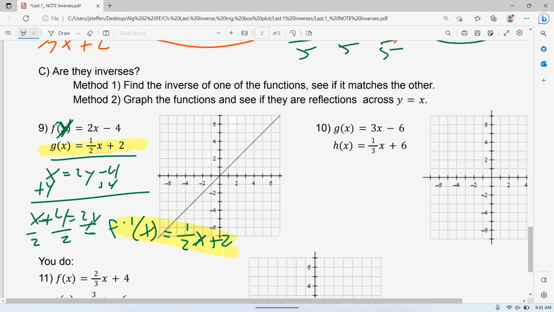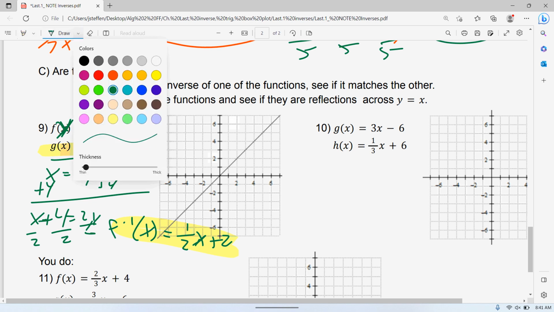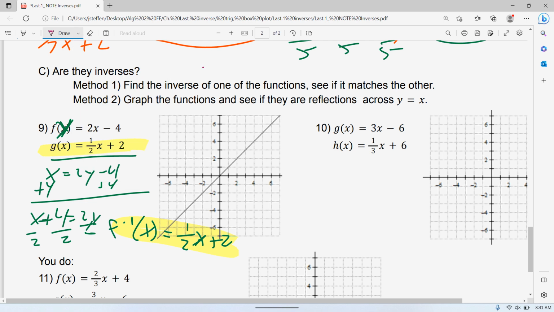Because if you take one of these, are inverses, so I take the f of x and I find its inverse. That inverse matches g of x, and they are inverses. Now, the other way to do this, and it doesn't make much difference which way, you're just going to graph both of these. So f of x has -4 as your y-intercept, then you go up 2 over 1.